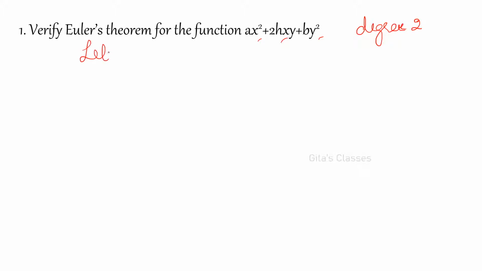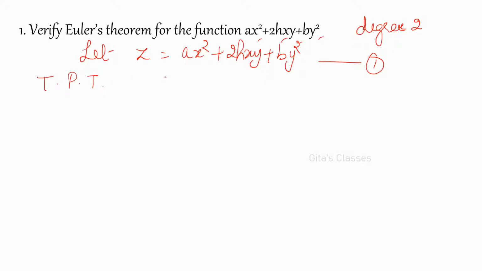So let z equal to ax squared plus 2hxy plus by squared, or u is equal to, you can take. So z is equal to this one. Let this be equation number 1. So you are asked to verify. So what is to be proved now? To prove that, what you have to do is find dou z by dou x multiply by x. Find dou z by dou y multiply by y. Add them. You must get here, because it is degree 2, you must get 2z.